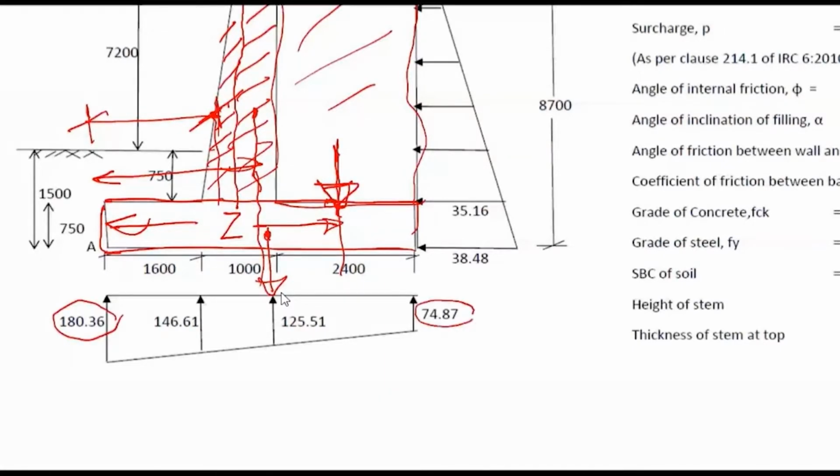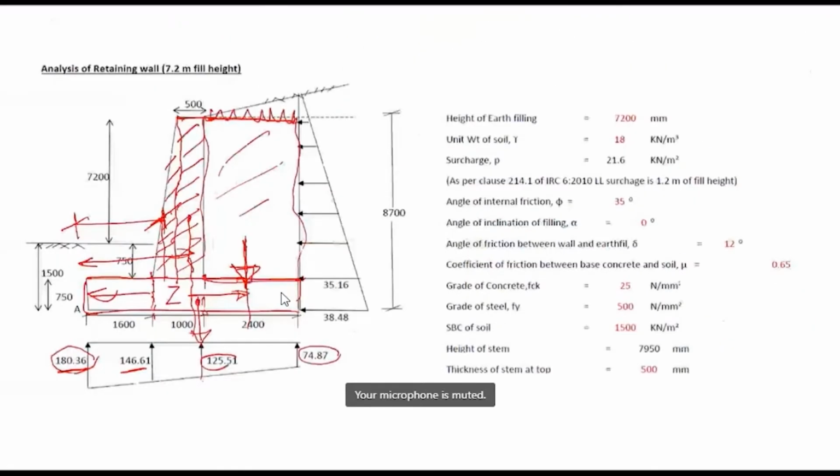We can also calculate the pressure at this point. This will be 146.61, and the pressure at this point by interpolation, at the face of this stem and heel slab and the face of stem slab and toe slab. Okay, because we will use these two pressures to calculate the bending moment at this location and these two pressures to calculate the bending moment at this location. These values we can easily calculate.